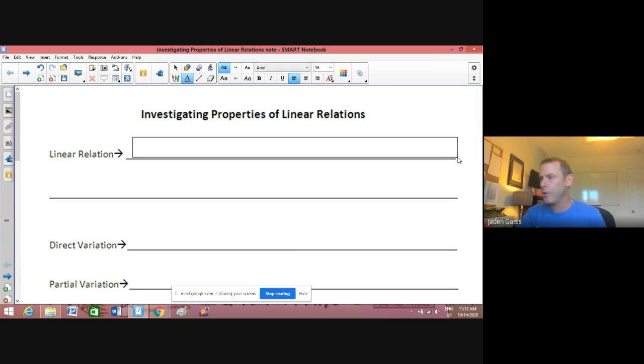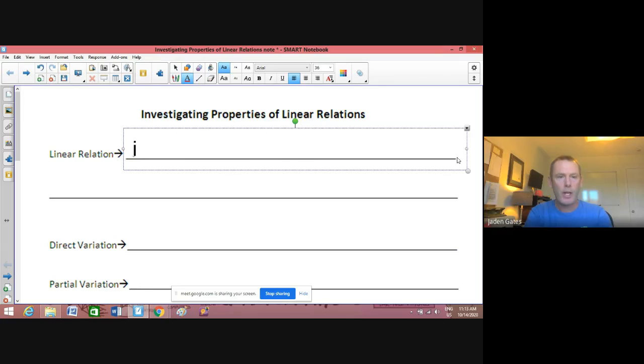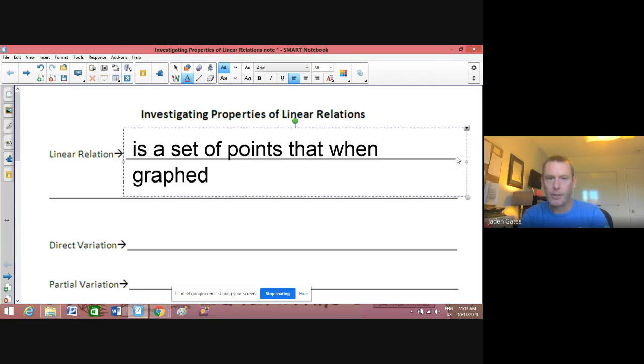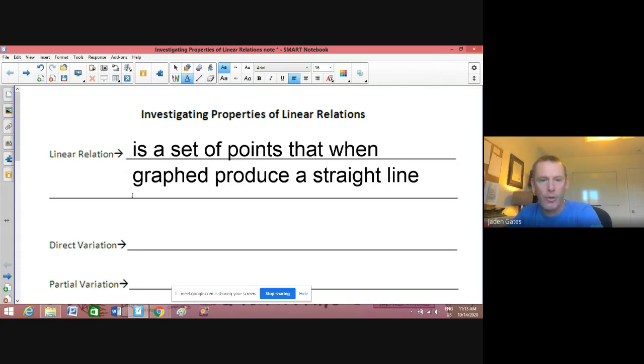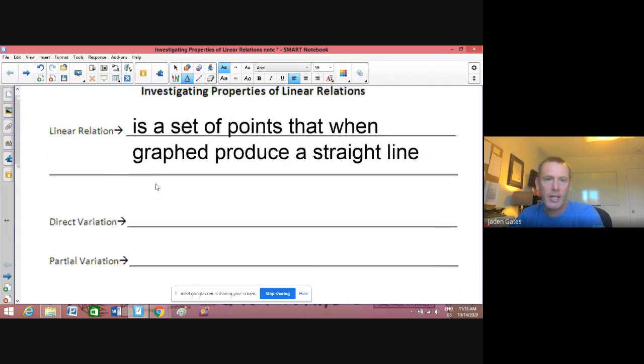A linear relation is a set of points that, when graphed, produce a straight line. It means the entire line has to be straight. There's no wiggles at all. The entire thing is straight. So even if there's one piece that's curved, that means it's not a linear relation.